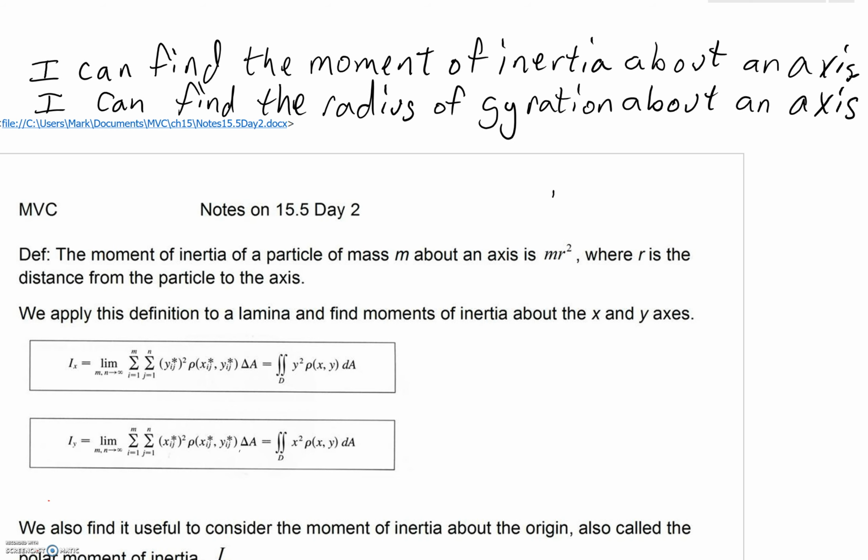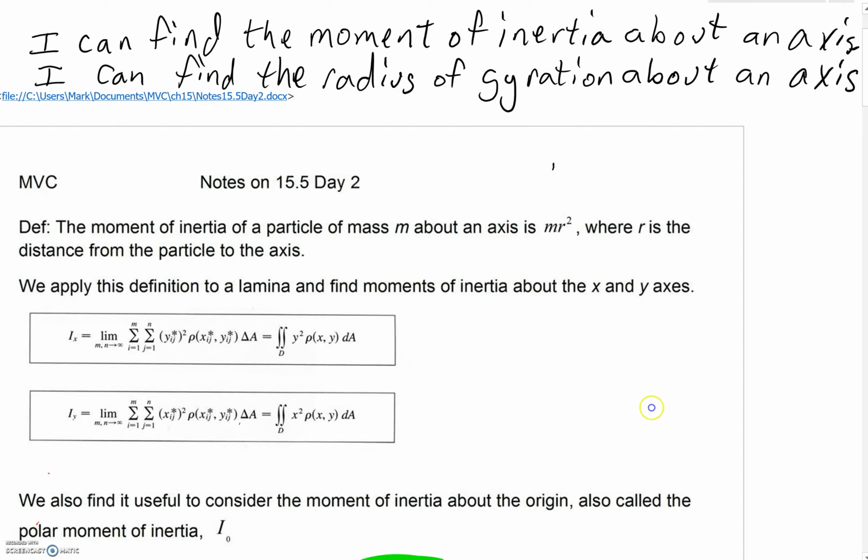Multivariable calculus, we're in section 15.5, day 2. Looking at the top, you can see there are two learning targets. I can find the moment of inertia about an axis, and I can find the radius of gyration about an axis. We need some definitions, and we'll start right here.